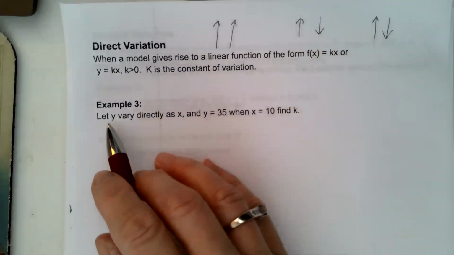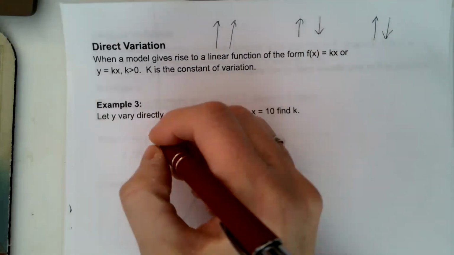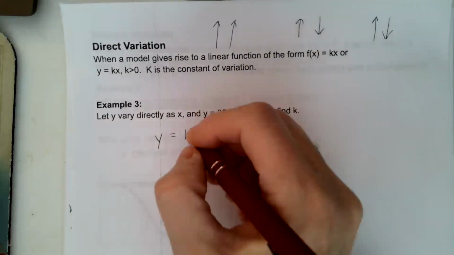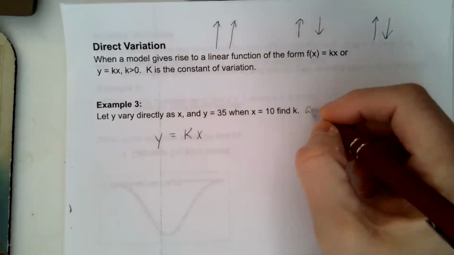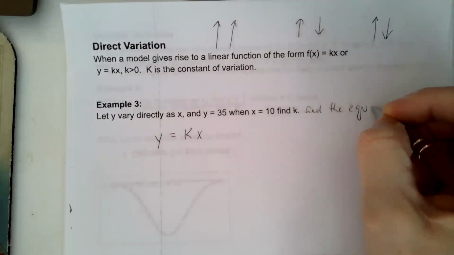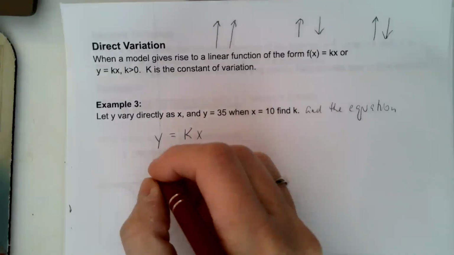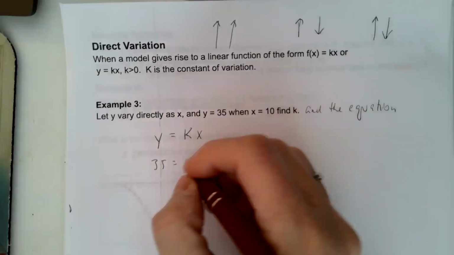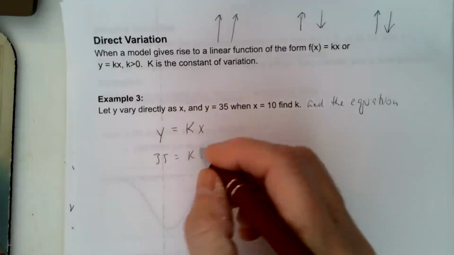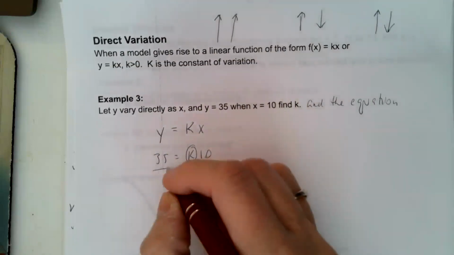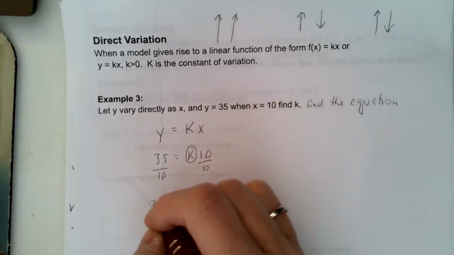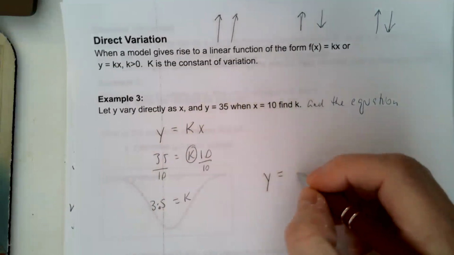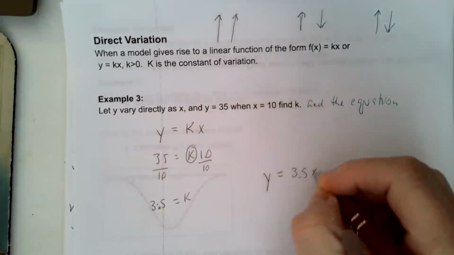So let's look at an example. It says, let y vary directly as x. So that means we have y equals some k times x, and we want to find k. What is the constant of variation? And we want to find the equation to go with it. So when y is 35, we know that x is 10. So we want to find out what our constant of variation is. If we divide both sides by 10, we find that k is 3.5. So our equation is y equals 3.5x.